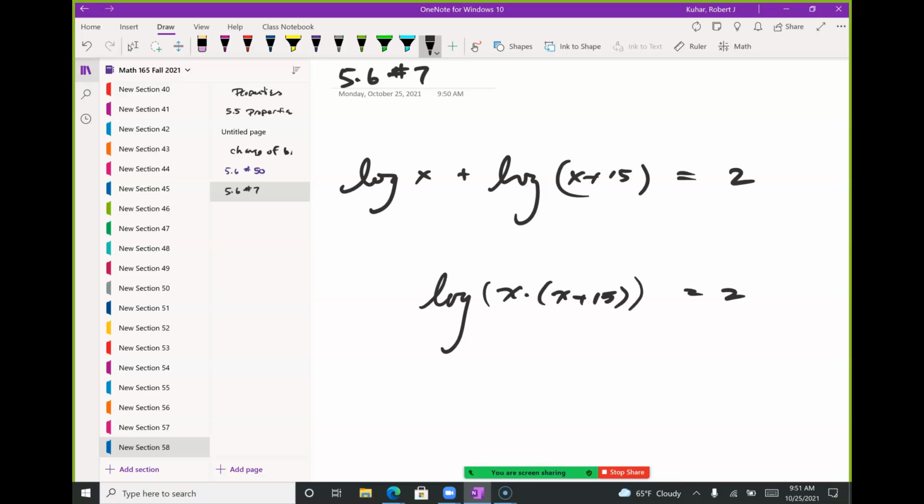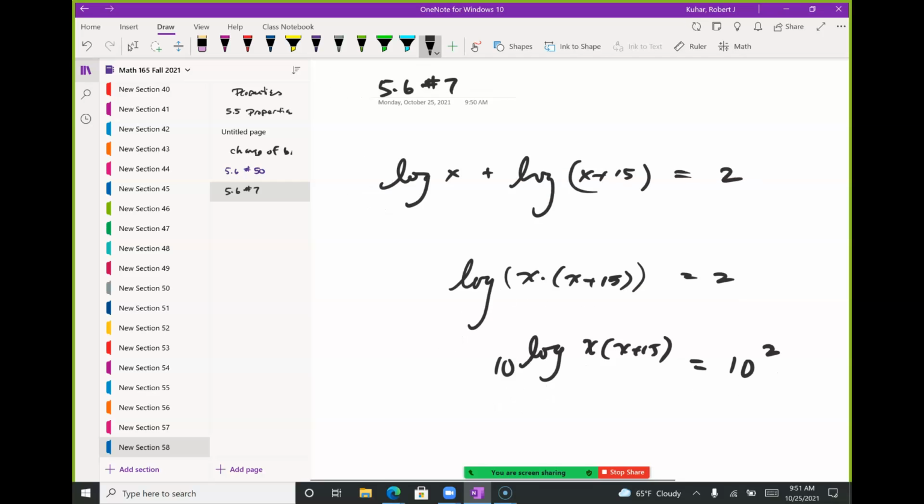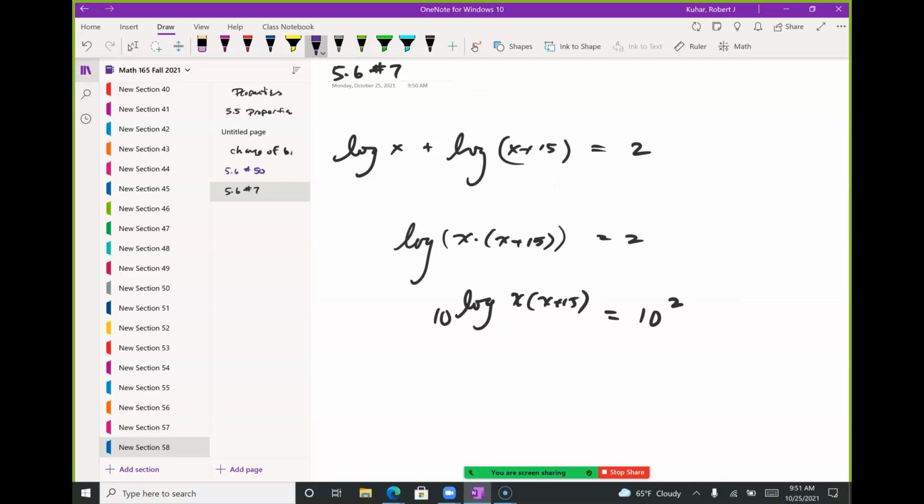The problem is I got an x inside of my log function and I'd like it out, right? So how do I get rid of a log? I use the inverse function, base 10. So base 10 of log of x times x plus 15 is going to equal 10 raised to the 2. There's the mistake I usually see. I'll see a student raise the left side to base 10, but not the right side. What happens to 10 base 10 and log base 10? They undo each other, so I just get the argument.